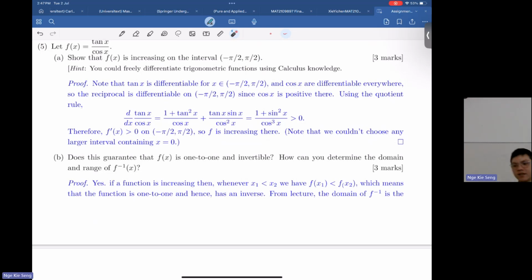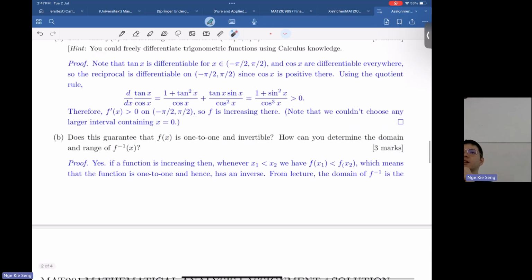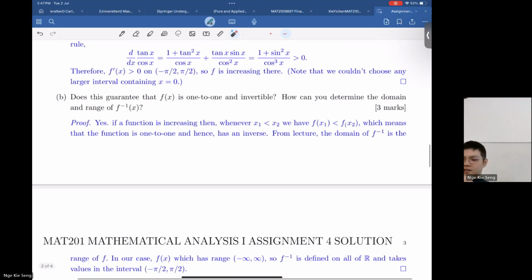And does this guarantee one-to-one and invertibility or not? Yes. Because you can prove one-to-one using an increasing function here. Does it make sense? Because if f(x1) equals f(x2) and x1 is not equal to x2, what happens? Then your function is not increasing, maybe non-decreasing, because there's some point that is equal.